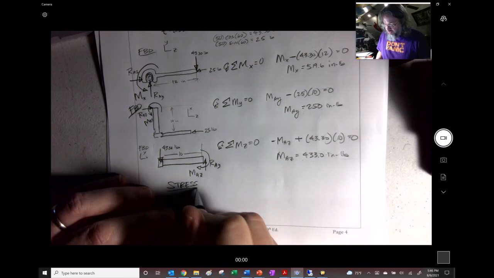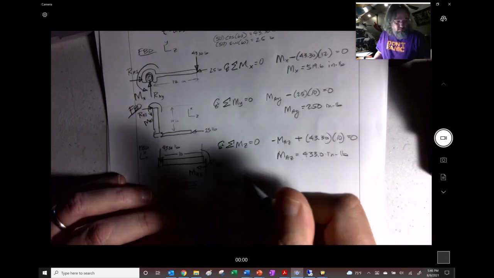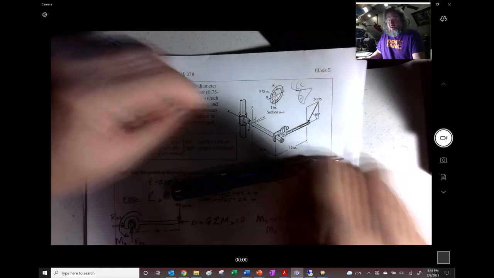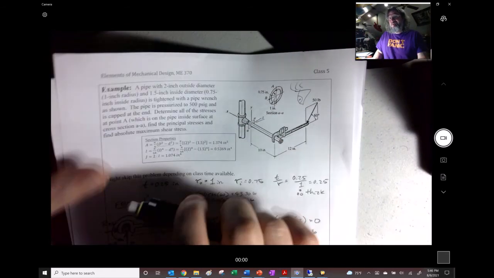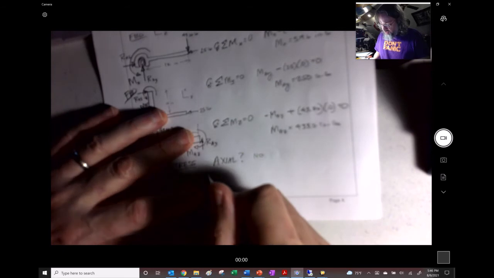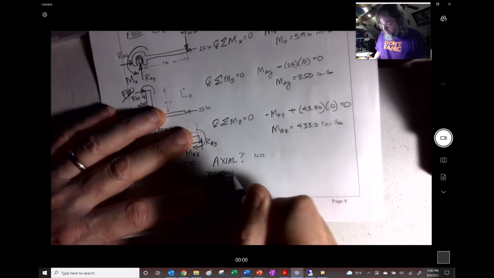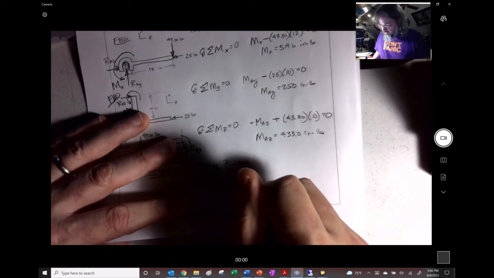Now for my stress. Axial? No, there's no axial stress on that. Go back and look: there's nobody pulling in that direction. There's longitudinal stress. Even though that is aligned with the axis, we're not calling that axial stress; we're letting it be its own thing. Bending stress.